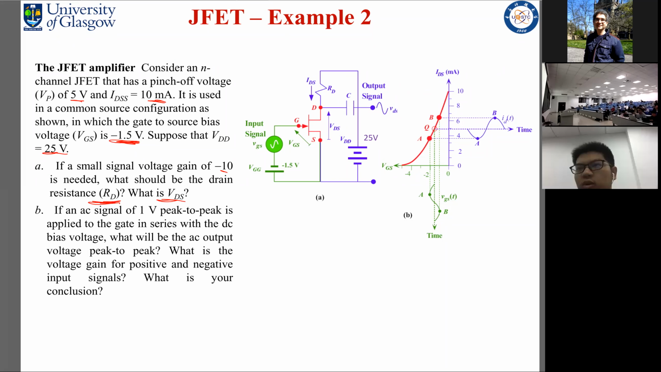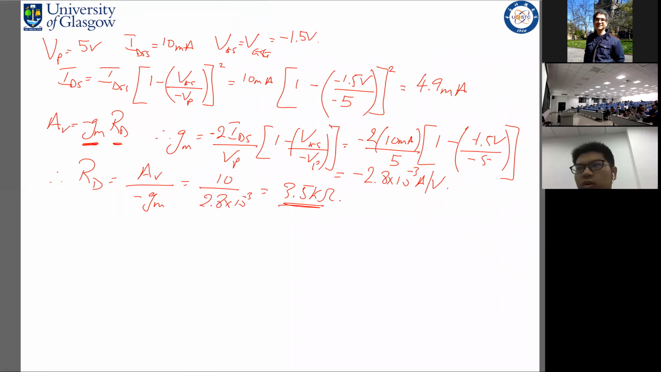Next part involves finding out what VDS is. So we know that VDS equals VDD minus IDS times RD. We are told what VDD is, 25 volts, minus IDS, which is 4.9 times 10 to the minus 3, times RD. We've just calculated it.